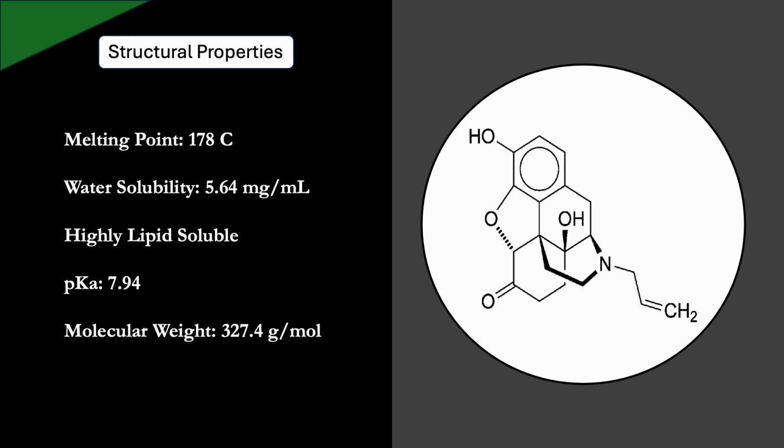It also has a pKa of 7.94, and this is specifically for the OH on the benzene ring, the ring with the internal circle there. It also has a molecular weight of 327.4 grams per mole.